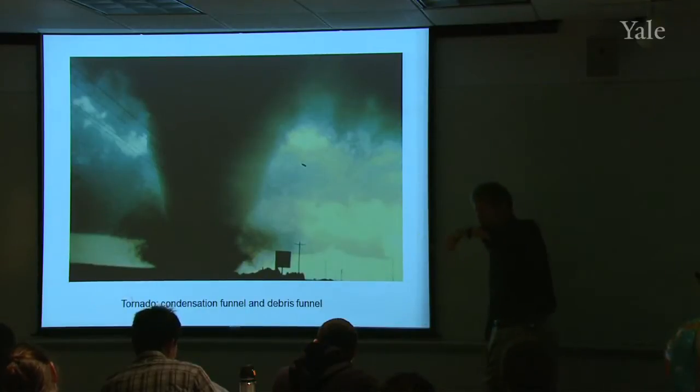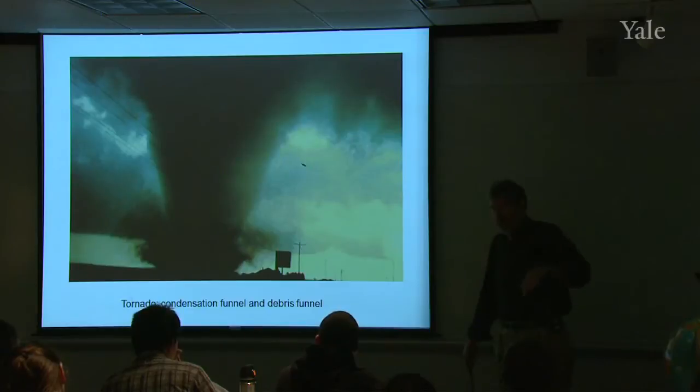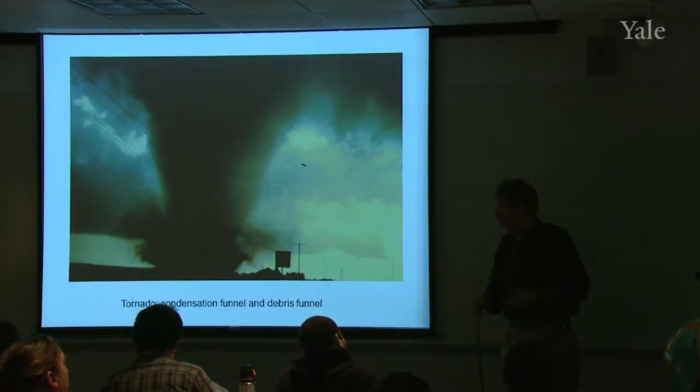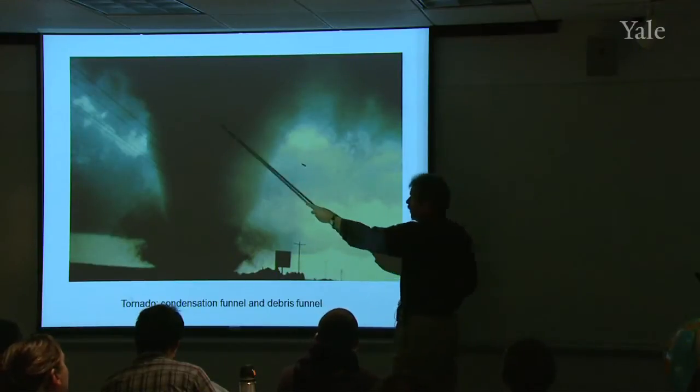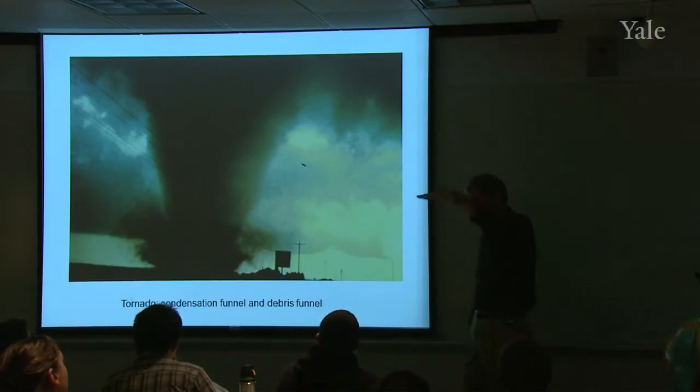The pressure inside a tornado is much lower than in the surrounding atmosphere, so that air that moves in there is going to expand, not by moving vertically, but by moving into the tornado. It'll expand, cool, and you can form a cloud. And that's what you're seeing.